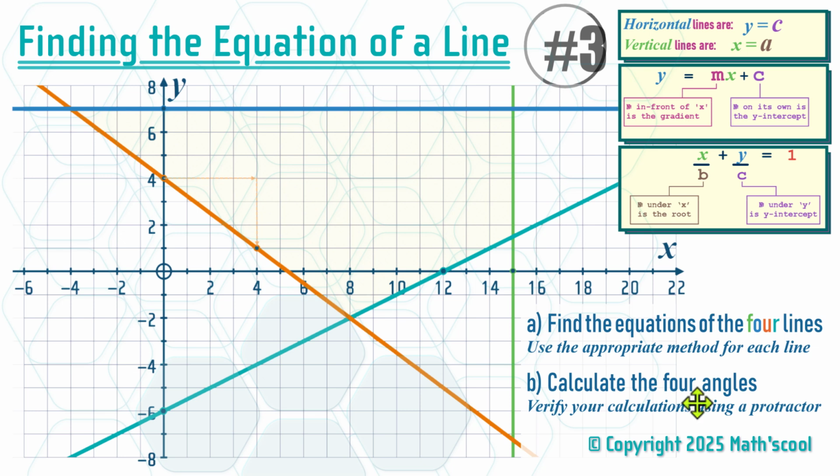It says calculate the 4 angles. What does it mean by calculate the 4 angles? It means these angles here. This angle here, and this angle here, and I think we know that's 90 degrees, and this angle here. Okay, so in that quadrilateral we want to find those 4 angles, and we're going to have to figure out how we can calculate those 4 angles.